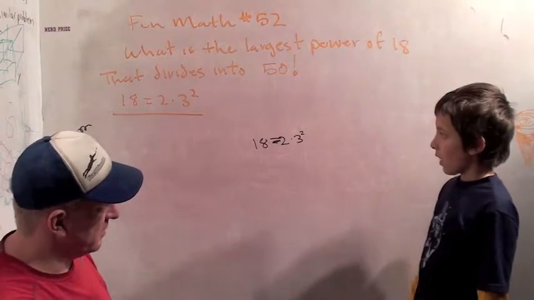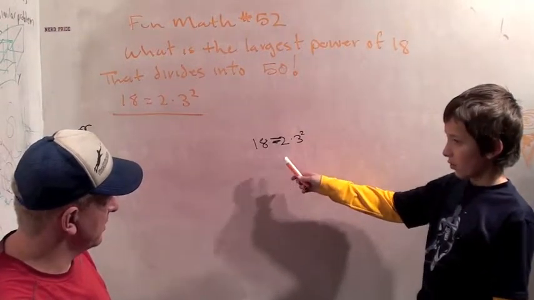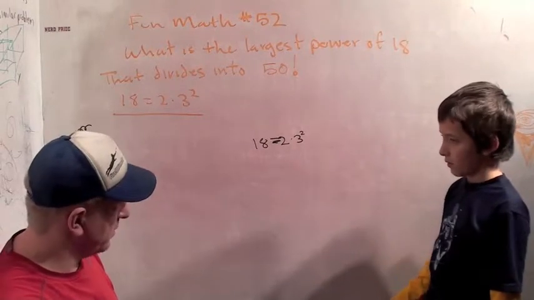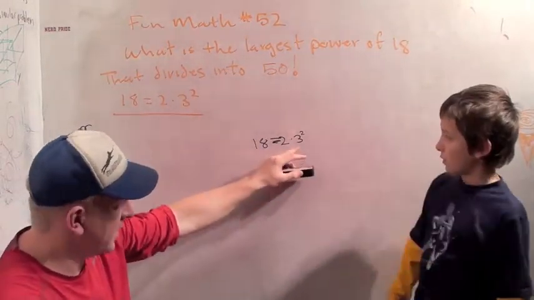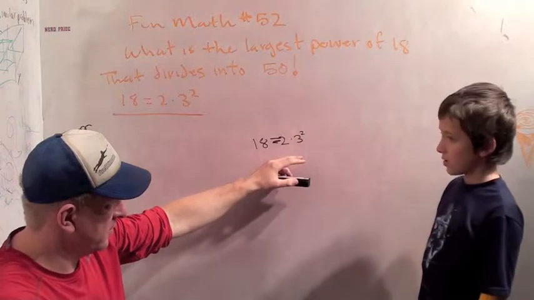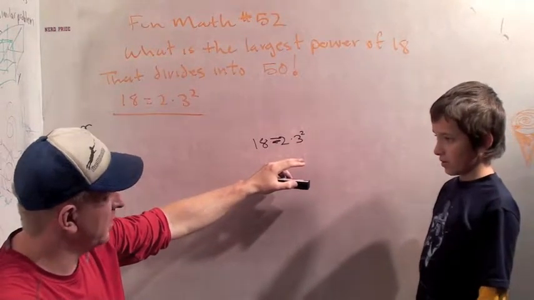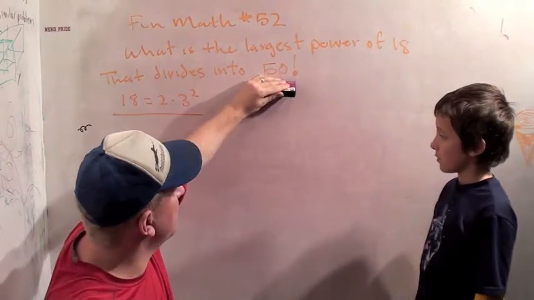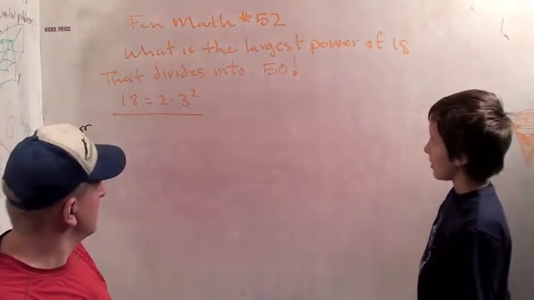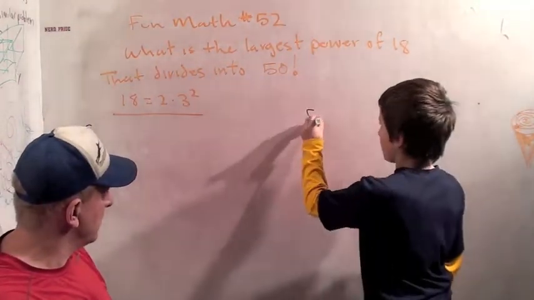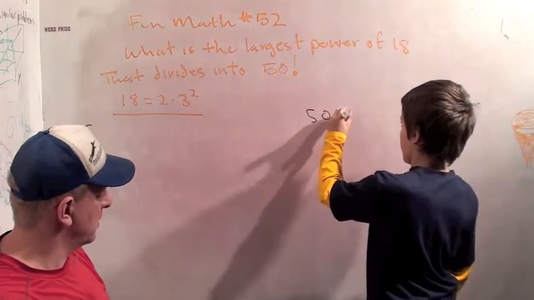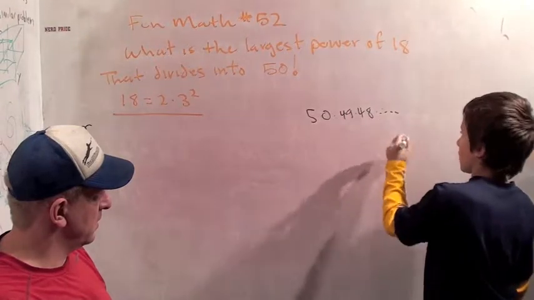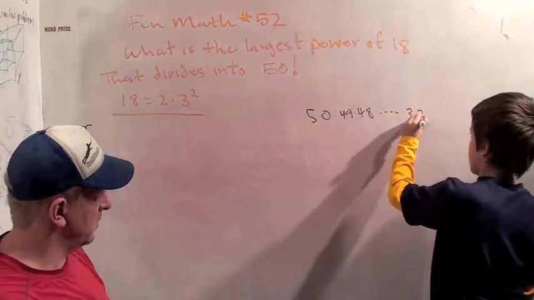So to find out how many 18s go into 50 factorial, what do we have to do? How many 2's go into 50 factorial? And how many 9's go into 50 factorial? It's just how many 3 squareds. How many 3's go into it, and then we'll divide by 2. First of all, what does 50 factorial mean? It means 50 times 49 times 48 times all the way down to times 3 times 2 times 1.